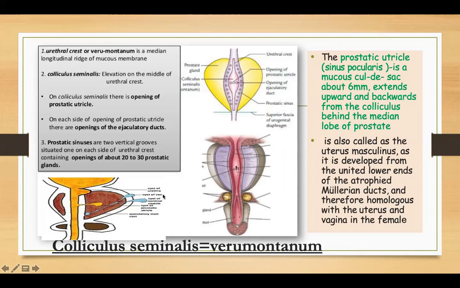Colliculus seminalis, also known as verumontanum. What is colliculus seminalis? Elevation on the middle of the urethral crest. इस urethral crest के middle में एक further elevation है known as colliculus seminalis or verumontanum. On colliculus seminalis, there is opening of prostatic utricle. So this is the opening of prostatic utricle. On each side of the opening of prostatic utricle, there are openings of ejaculatory ducts. तो यहाँ पे opening है prostatic utricle की और उसके side में opening है ejaculatory duct की.